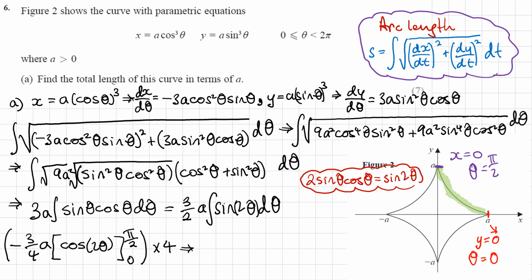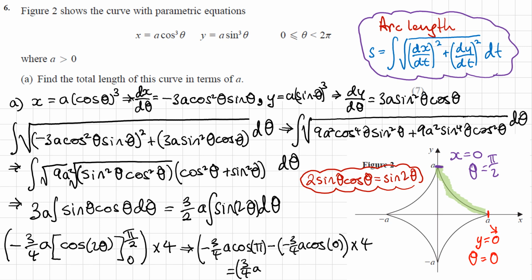Right, time to put the limits in. So we have minus 3/4a, and that's going to be times by the cosine of 2 times pi over 2. So that's going to be cos pi. And then minus negative 3/4a times by the cosine of the lower limit, 0. And that's going to get times by 4. Okay, so cos of pi is negative 1. If you times that by negative 3/4a, we get 3/4a.